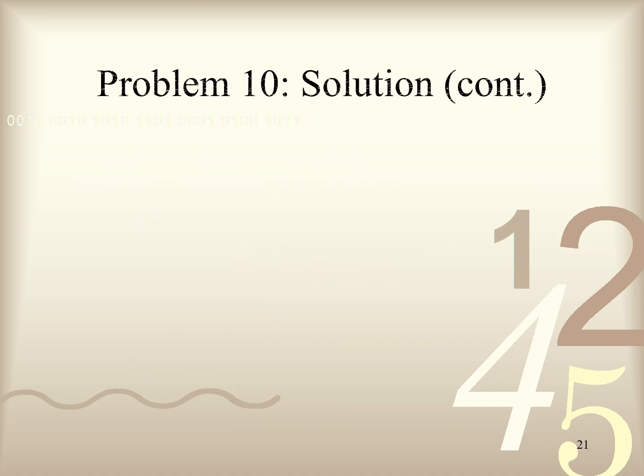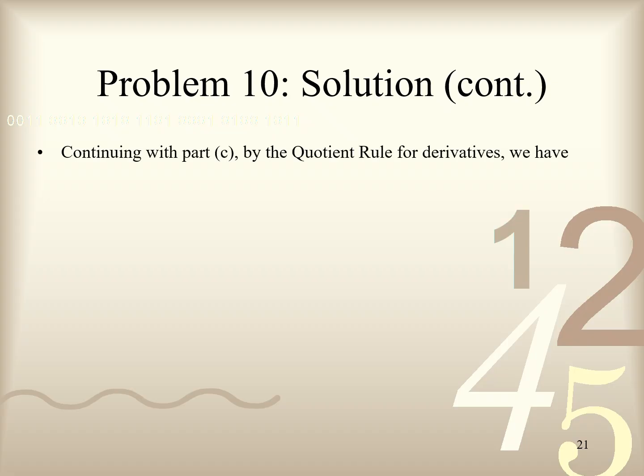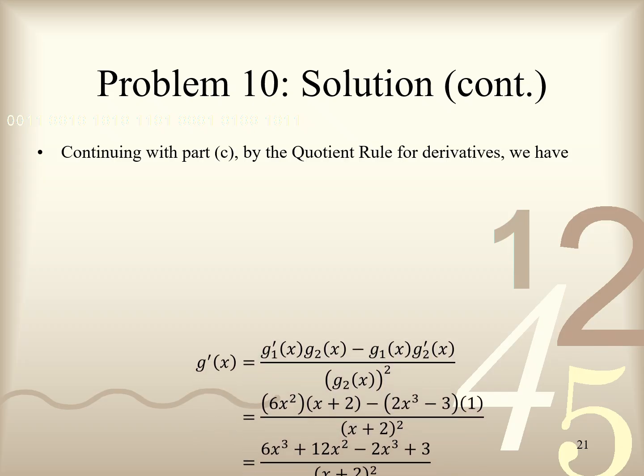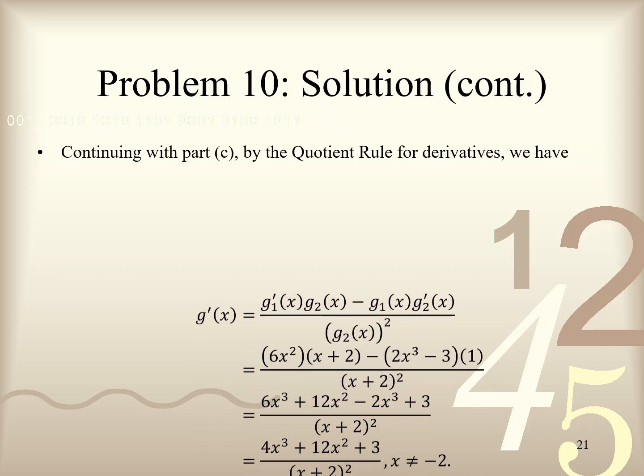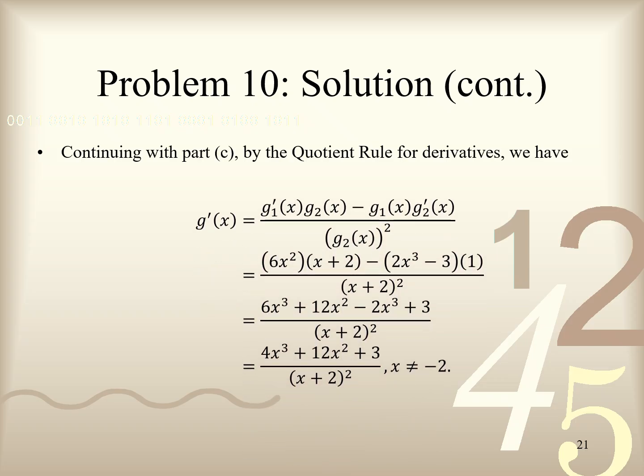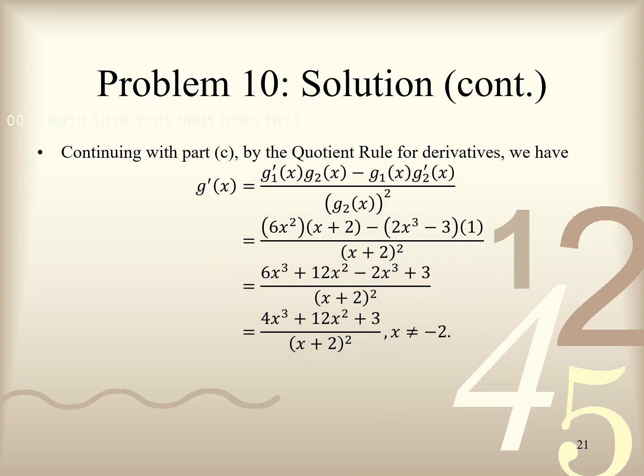Continuing with part C, by the quotient rule for derivatives, we have that g prime of x equals g1 prime of x, times g2 of x, minus g1 of x, times g2 prime of x, all over g2 of x squared. Note that by the power rule for derivatives, g1 prime of x equals 6x squared, and g2 prime of x equals 1.